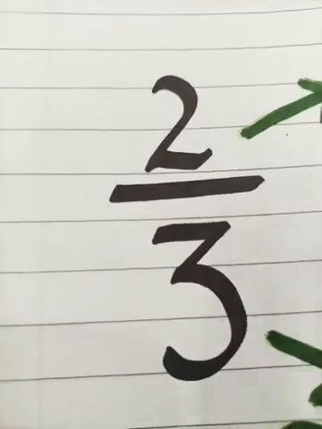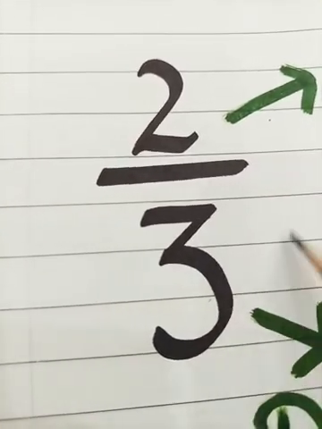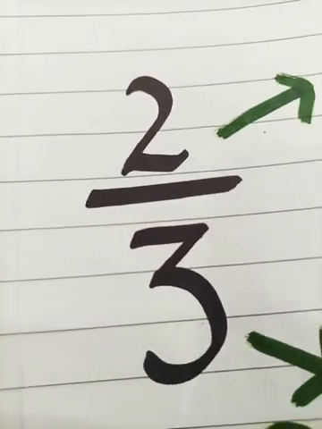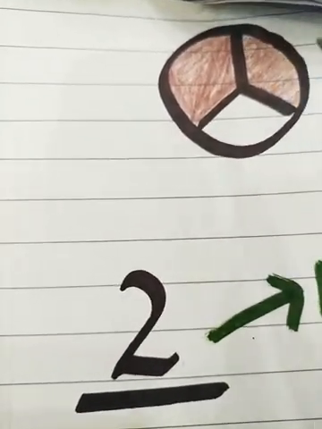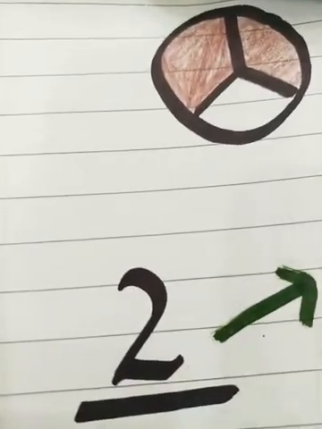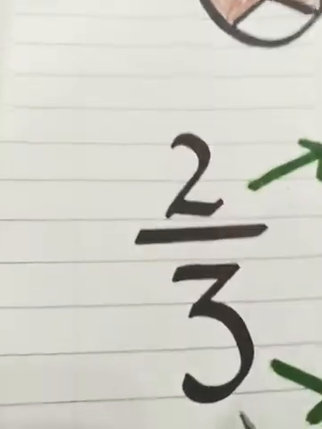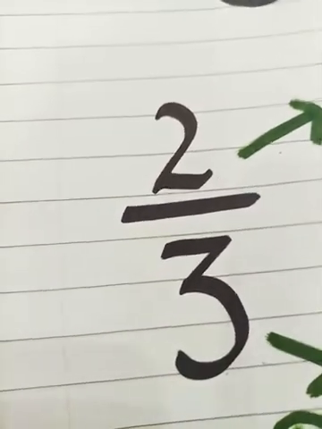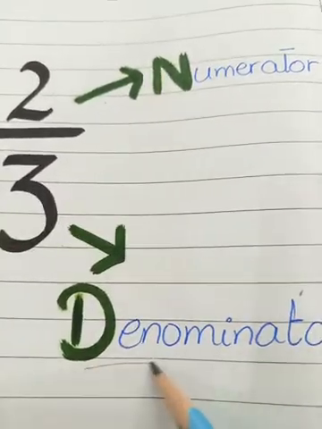Now students, we have special names for the upper value and the lower value. First of all, the lower value. This lower number indicates the number of equal parts of the shape into which it is divided, or the total number of things in the collection, and that will be written here on the lower side. Okay students, the name of this lower number is denominator. Here I have written the name for this, that is denominator.